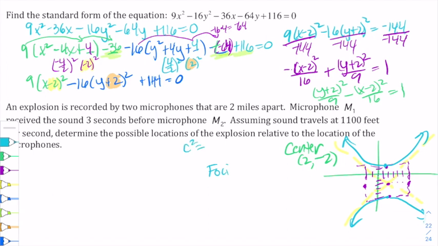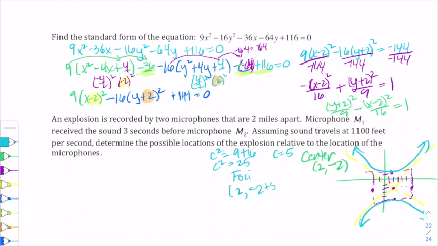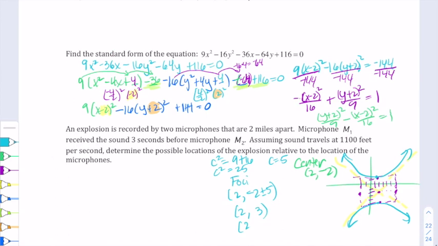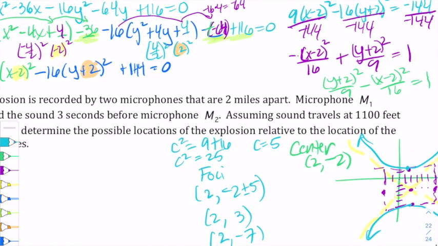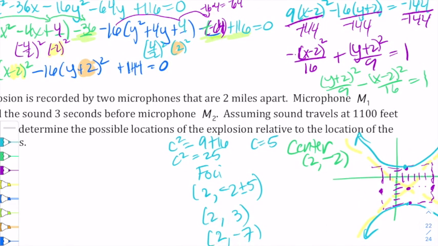And then if we find our foci, we need to find our c value. So our c squared is a squared plus b squared, so our 9 plus 16. So then that gives us 25 is c squared, so then our c is 5. So from the center, I'm going to go up and down by 5. So then since our center is at 2, negative 2, since we're going up and down, I'm only going to change the y value. So I'm going to do negative 2 plus 5 and negative 2 minus 5. So we can simplify those. So negative 2 plus 5 gives us 3, and negative 2 minus 5 gives us negative 7. So then our foci is at 2, 3 and 2, negative 7.